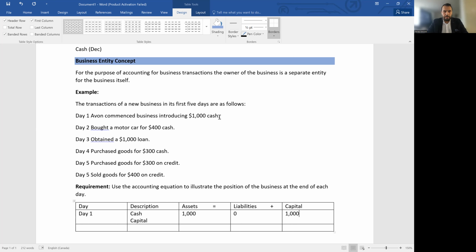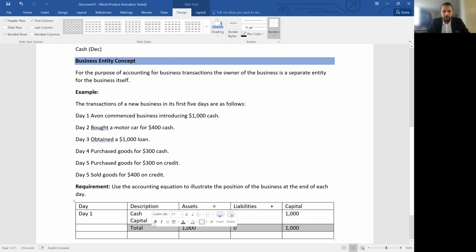So if you see this, how much total do we have in the business right now? We have 1,000 assets, 0 liabilities, and 1,000 capital. After day one, we know that in the business right now we have 1,000 assets. We don't have liabilities, and we have 1,000 investment. So let's start day two.